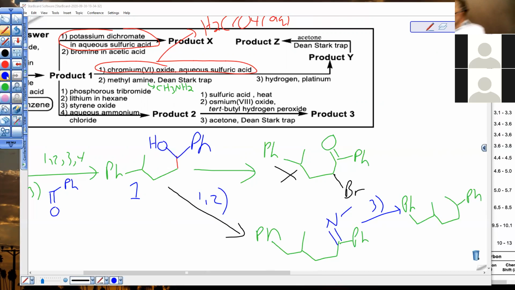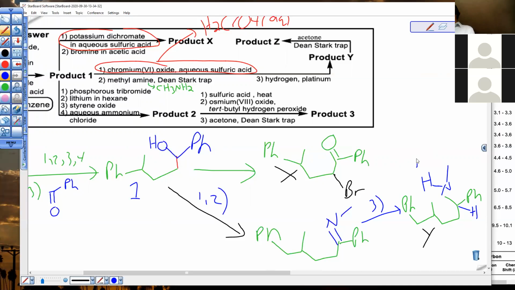And we got a single bond to the N with an H. And as a methyl, you keeping track, you also get a new H there. That's product Y. And acetone and a Dean-Stark trap.